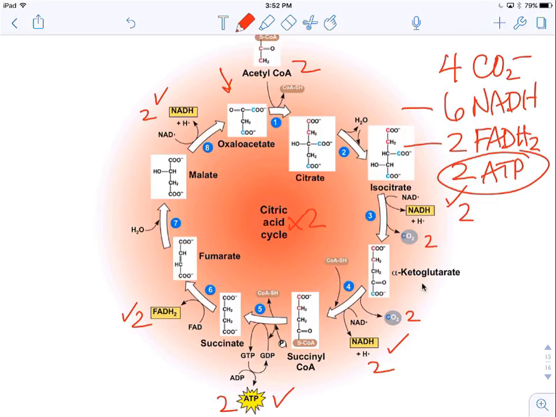All right, I know that's a lot. Go through it a couple of times. We can talk about it in class, but that is pretty much it on the citric acid cycle. The end.